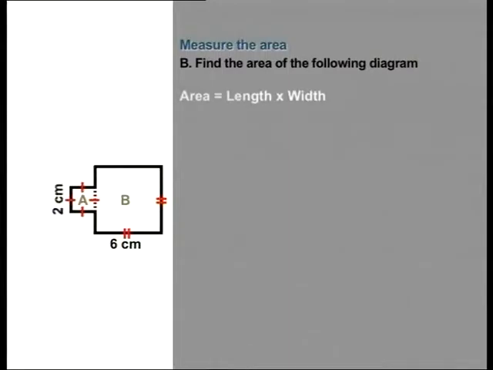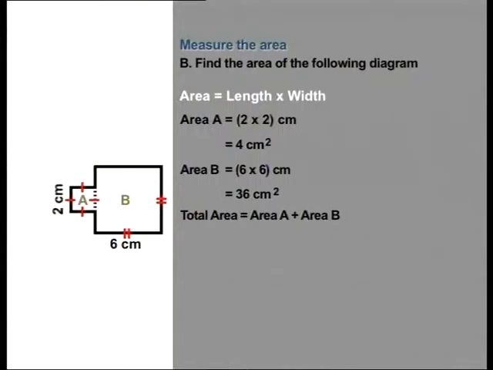The rule is area equal to length multiplied by width. Area A is 2 cm multiplied by 2 cm equal to 4 cm square. Area B is 6 cm multiplied by 6 cm equal to 36 cm square.